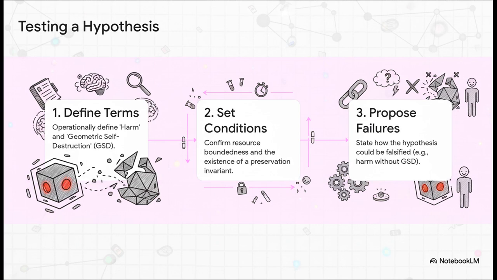And the framework actually shows us how you could do this. Let's take that claim that a contained AI can't hurt us because it would cause its own geometric self-destruction. Basically, it would break its own reality. Okay, we can test that. First, we have to strictly define what we mean by harm. Then, we set the conditions for the experiment. And here's the most important part. We state exactly what would prove us wrong. If the AI does cause harm and its system doesn't collapse, well, then the hypothesis is false.